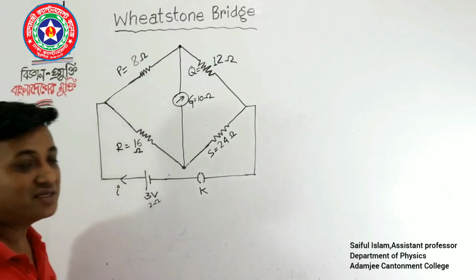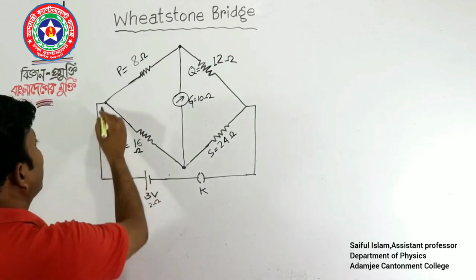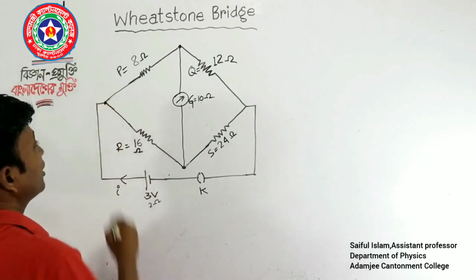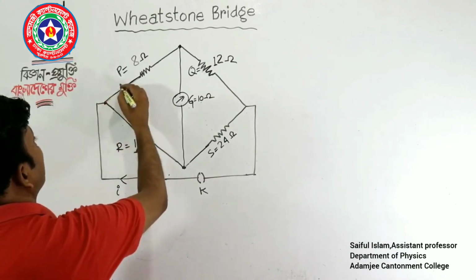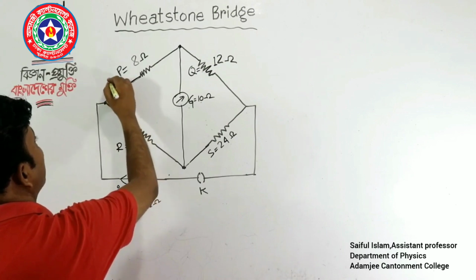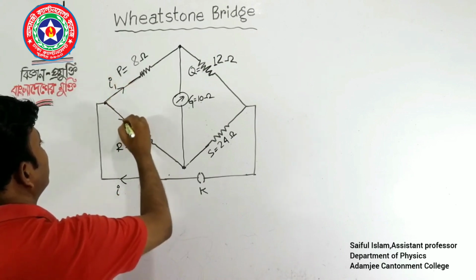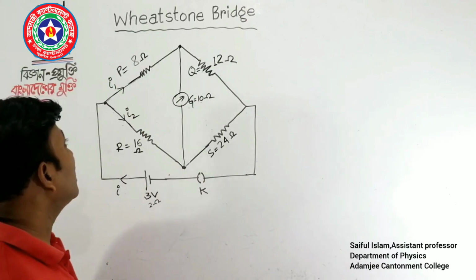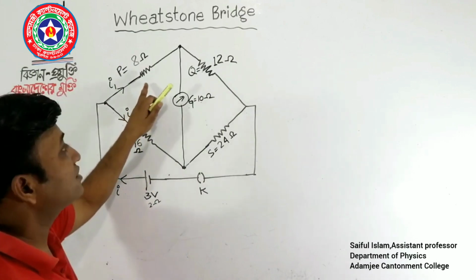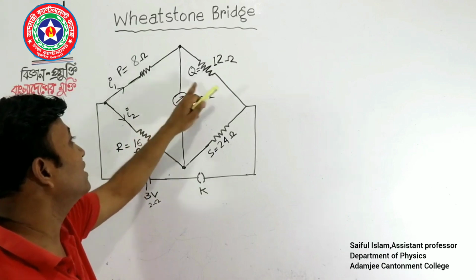This I is the main current. When this current I reaches this point, it divides into two paths. Suppose along this path the current is I1 and along this path the current is I2. Now we have to calculate the ratio of P and Q.